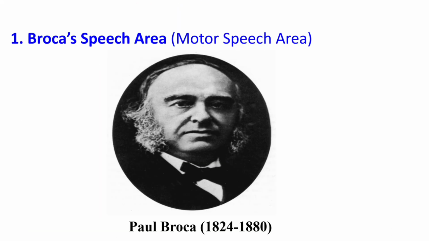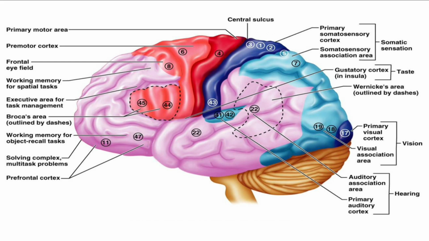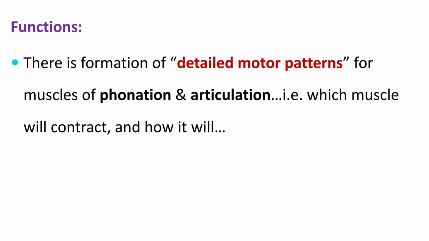So Broca's area, speech area or motor speech area, was discovered by Paul Broca, and it is located in the inferior frontal gyrus. As you can see here, it is located in the inferior frontal gyrus, just anterior to the face area of the premotor area. This is Brodmann area 44, and it receives impulses from the Wernicke's area or sensory speech area through arcuate fasciculus. Please note that this Broca's area is highly developed in the dominant hemisphere.